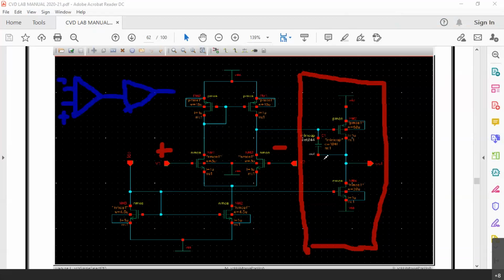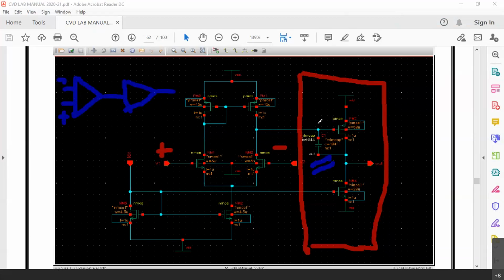Now, one more small problem or issue. You can see one capacitor here. Any guess why this capacitor may be used? Because it is connected as a feedback between output and input.